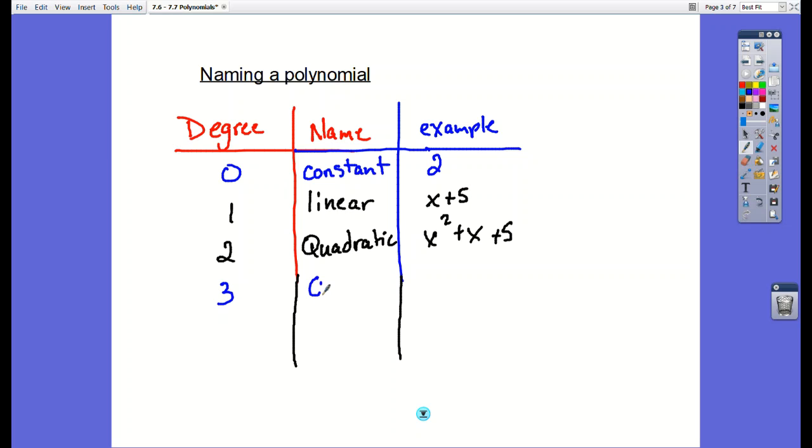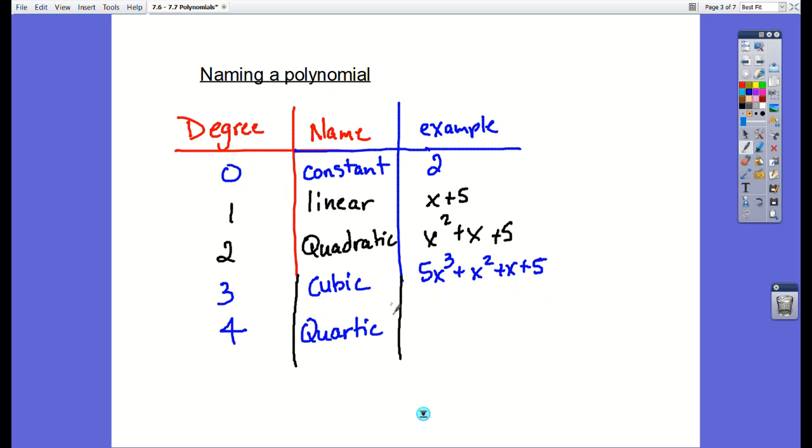Cubic. So 5x cubed plus x squared plus x plus 5. Cubic. This fourth one does actually make sense. As I said, the quadratic is kind of a funny name for 2. The other ones make sense. This one is a quartic. It is a quartic.